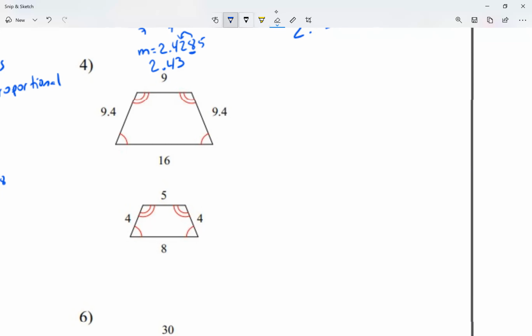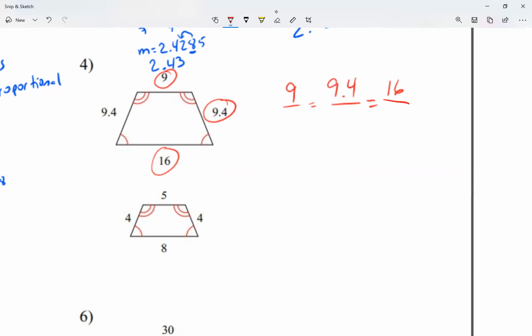Now when it comes to sides, let me use red so we don't get confused with the top figure. I have 3 different numbers. The 9.4 repeats. So in this case, I have to do 3 fractions. So I'm going to do 9, 9.4, and 16. Now my 9 goes with 5, 9.4 goes with 4, and 16 goes with 8.